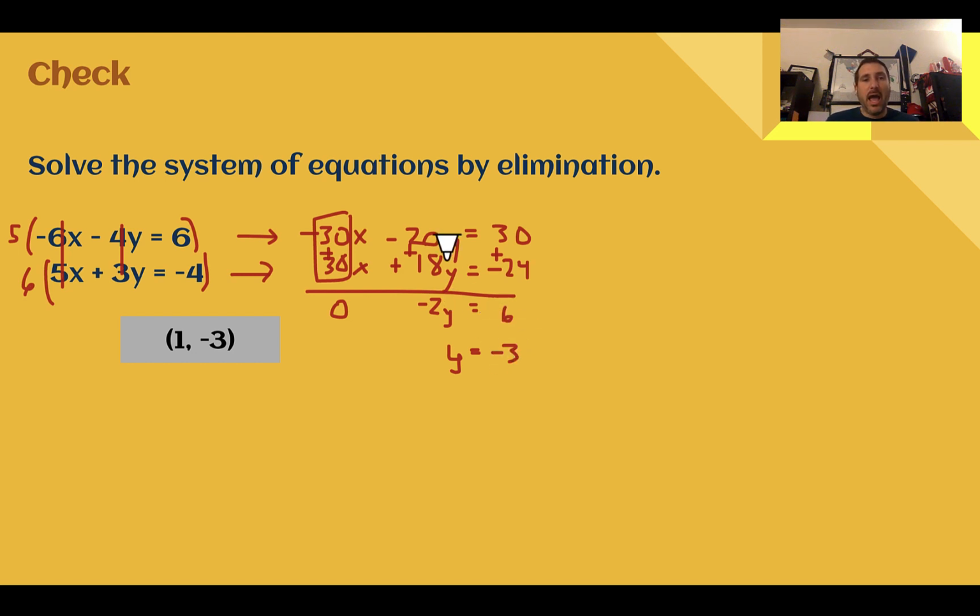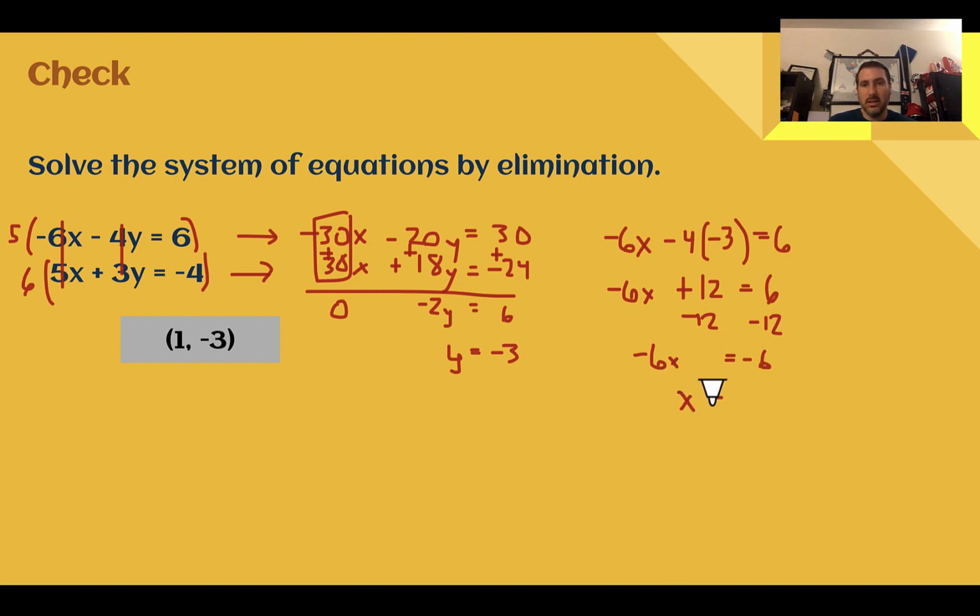Then I've got to plug this back in. I could use either of the two that I just came up with, or the two originals. It doesn't really matter. I'm just going to pick the top one. So negative 6x minus 4, y is now negative 3, equals 6. This is now positive 12. Subtract 12. Negative 6x equals negative 6. So x equals 1. So putting them together, my x value was 1, my y value was negative 3. And I should check these in the other equation, but for sake of time, it is correct. And you can verify it if you want using Desmos and finding that that is where the graphs intersect.